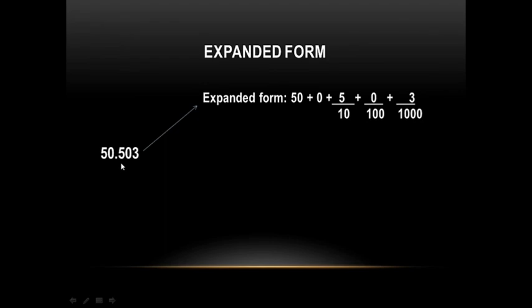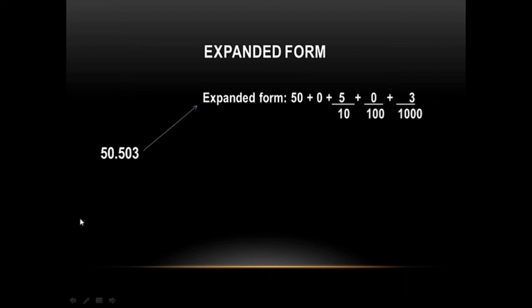Now here we know that 5 is in the tenths place, then the place value of 0 is hundredths, and the place value of 3 is thousandths here. So here 5 can be written as 5 by 10, plus 0 can be written as 0 by 100, plus 3 can be written as 3 by 1000. So this is how we have to expand the given decimal number.